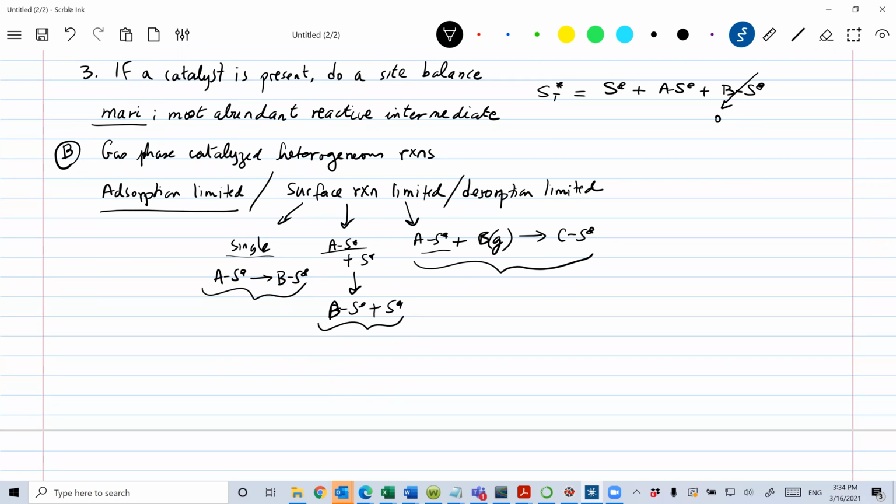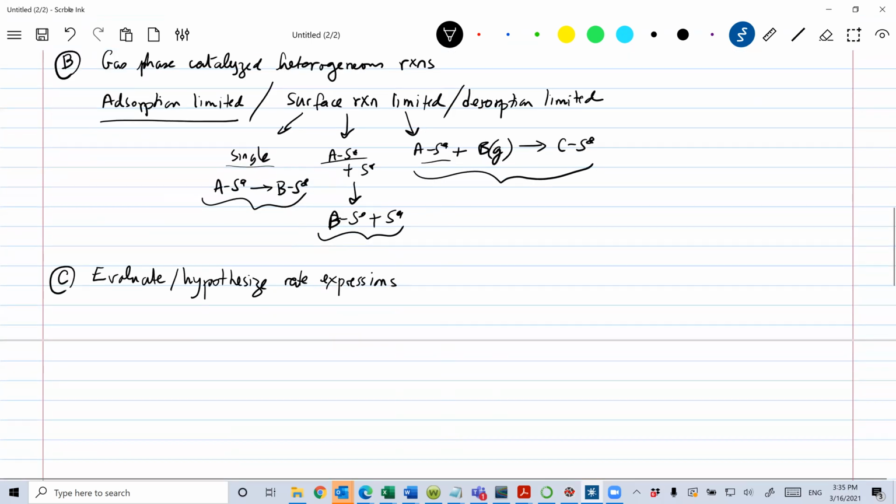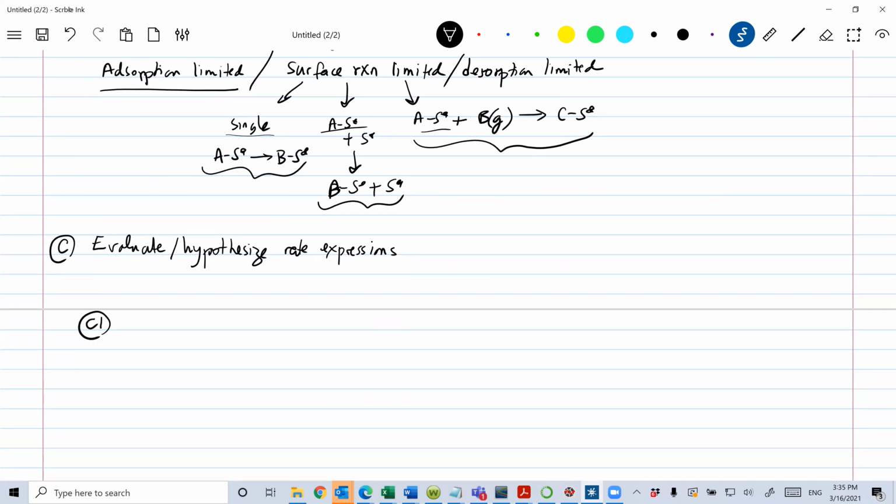So yeah, the third guideline now talks about evaluating a rate expression or hypothesis. I'll put them in the same category. This is getting into some of the data analysis. So we'll do C1. Let's say you're given rate versus concentration data, right? So we've talked about this.